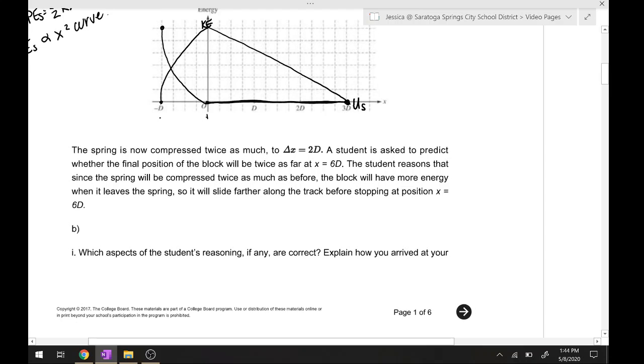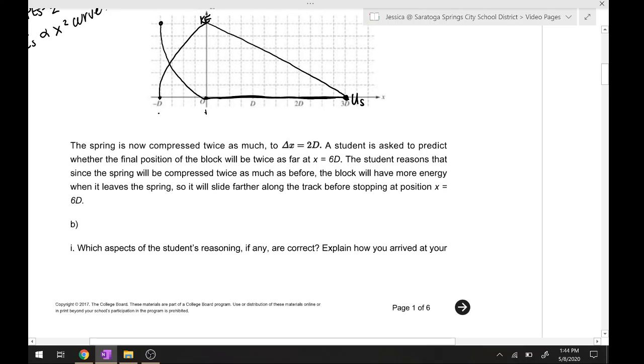Okay, so now the spring is compressed twice as much. So instead of a delta x of D, we are now doubling that spring compression. A student is asked to predict what the final position of the block will be, whether the final position of the block will be twice as far. So they're thinking, if we compress the spring twice as much, will it take twice as far to slow down? The student reasons that since the spring is compressed twice as much as before, the block will have more energy. I like that part.